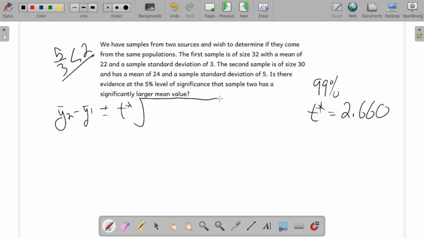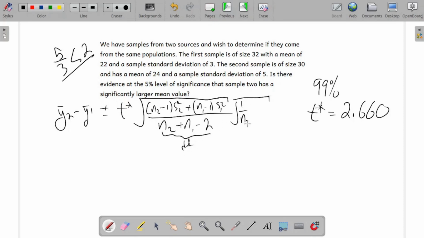Now we need the pooled term, which will be n sub 2 minus 1 times s sub 2 squared. And then we're going to repeat that with the other sample, n sub 1 minus 1 times s sub 1 squared. And n2 plus n1 minus 2. And this is where we're getting our degrees of freedom from, by the way, as well. And then we also have another square root, which is simply 1 over n2 plus 1 over n1.